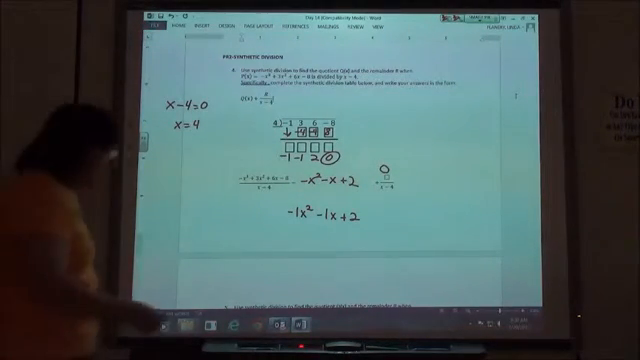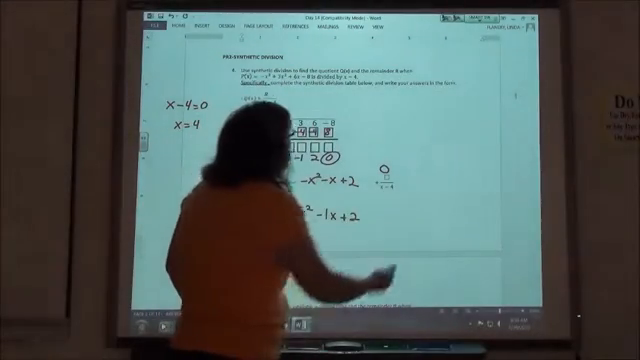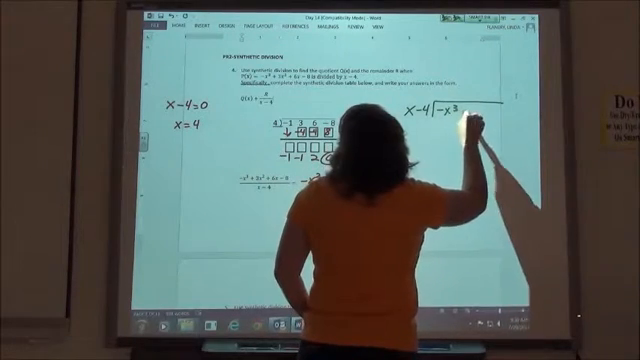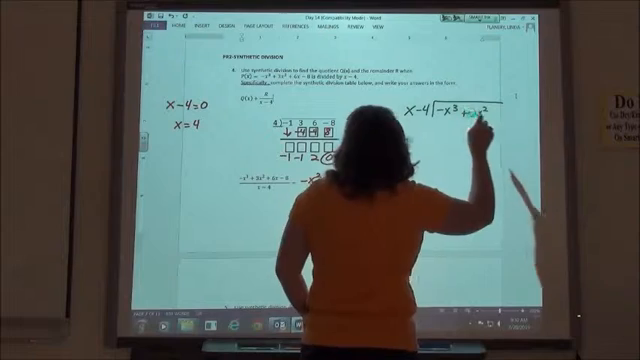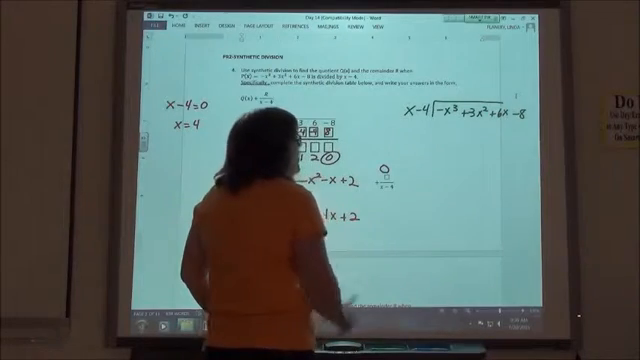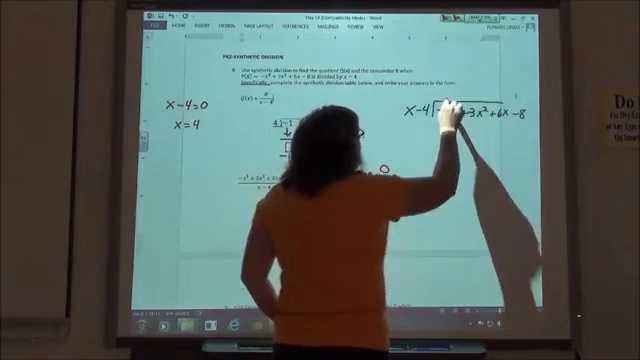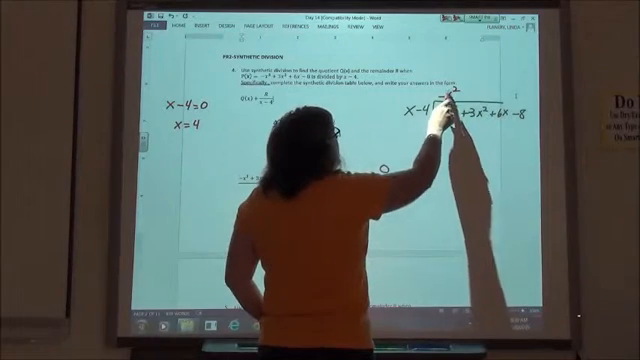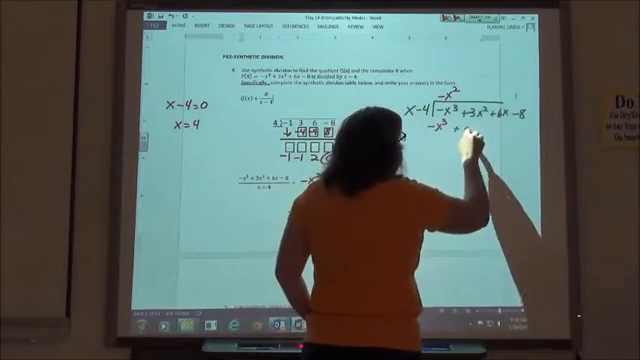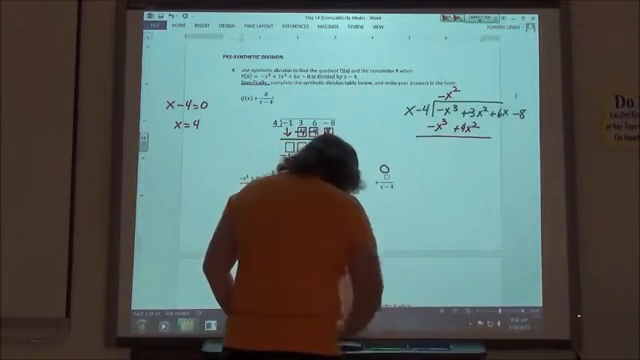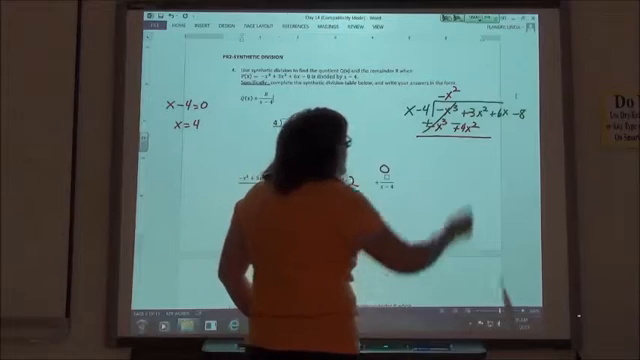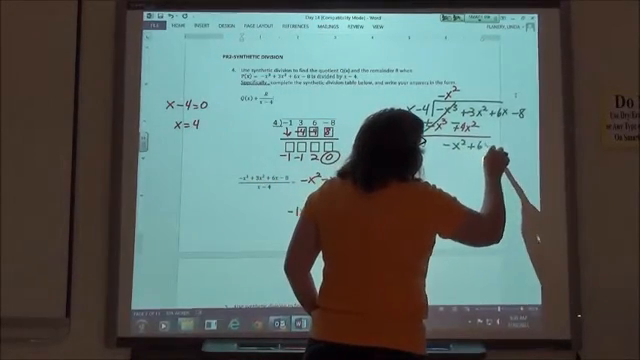Now, we could have gotten the same thing by doing long division. Just for fun, if I do long division, x minus 4 divided into negative x to the third plus 3x squared plus 6x minus 8. If I'm going to do long division, what times x gives me negative x to the third? Well, I'd have to have a negative x squared. Negative x squared times x is negative x to the third. Negative x squared times a negative 4 is a positive 4x squared. But then I have to subtract, so this becomes positive, this becomes negative, and I cancel out my leading term. So negative x squared plus 6x minus 8.